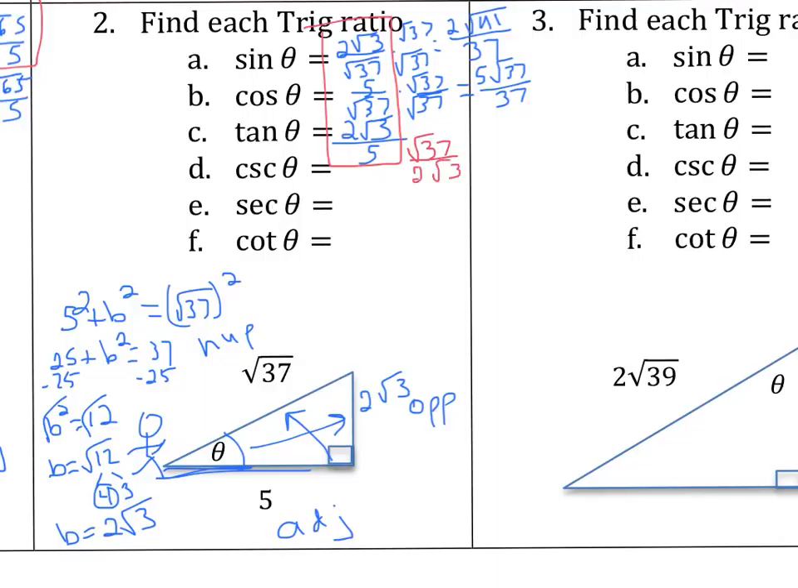Now in this case I only need to rationalize the denominator with the root. So I multiply by root 3 over root 3. I don't have to worry about the 2. So on the top I have root 111 over square root of 3 times square root of 3 is 3. 3 times 2 is 6.